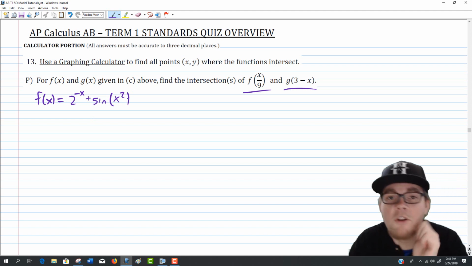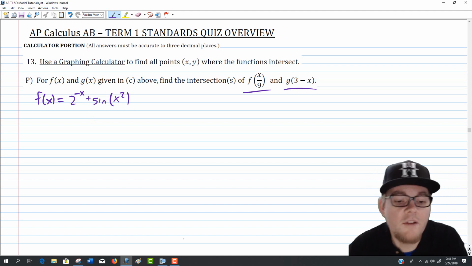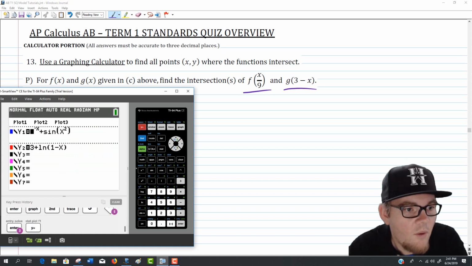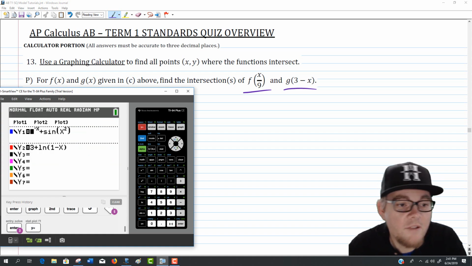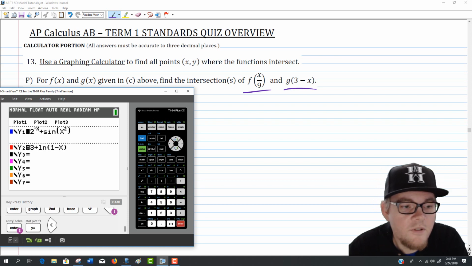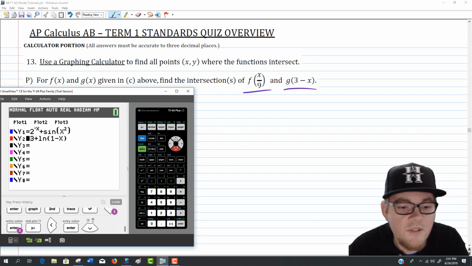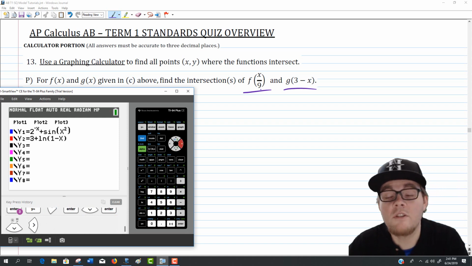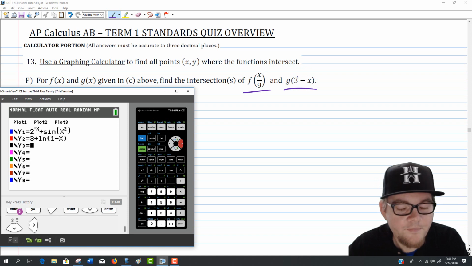So instead, what I'm going to show you is how your graphing calculator actually allows you to do transformations almost instantly. So in here, if we go back to y1, we have 2 to the negative x plus sine of x squared. What I'm going to do first is deselect that function. I'm going to do the same thing with y2. I don't want to actually graph f and g because we're trying to find the intersection of these transformed versions, f of x over 9 and g of 3 minus x.